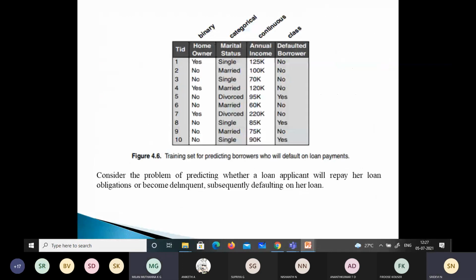As you can notice here, let's check single and divorced. No, single, no. And we had no, divorced here. There is a change, yes. Then we had no, single, again we have yes. And again we have no, single, and yes.